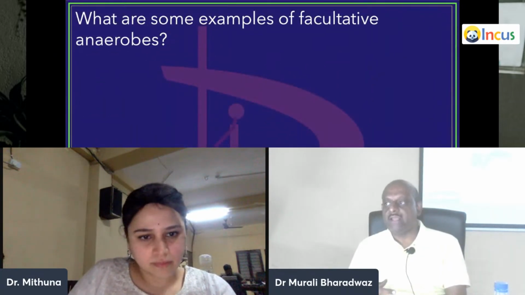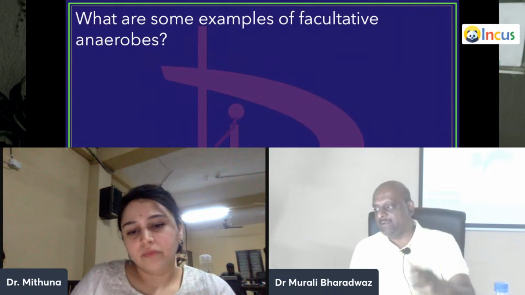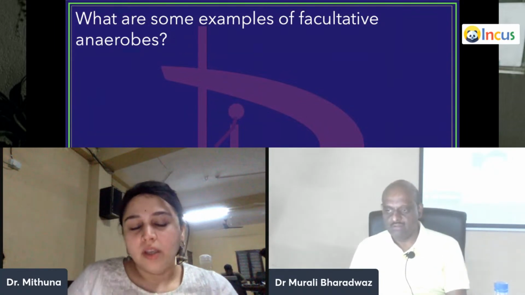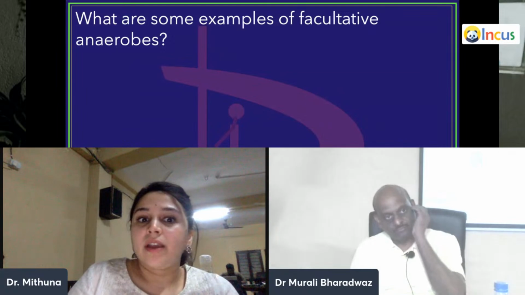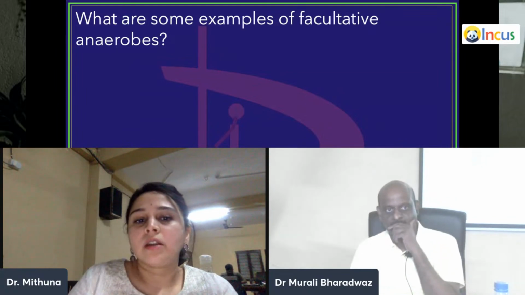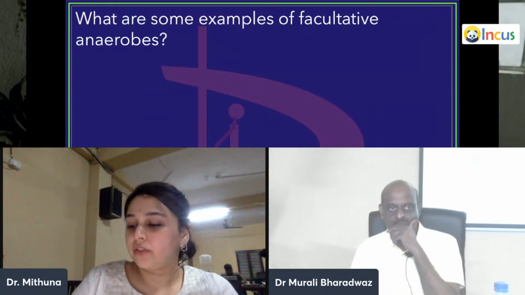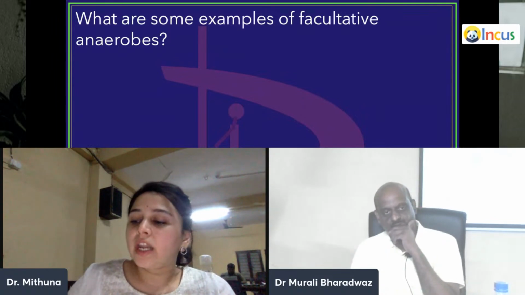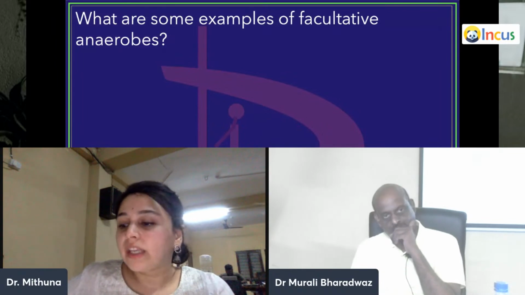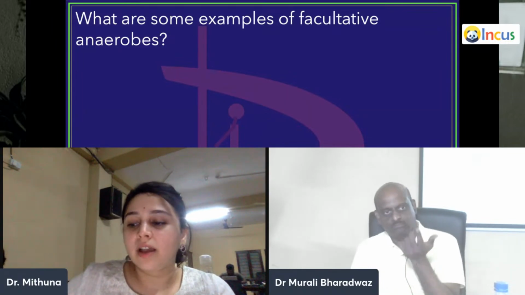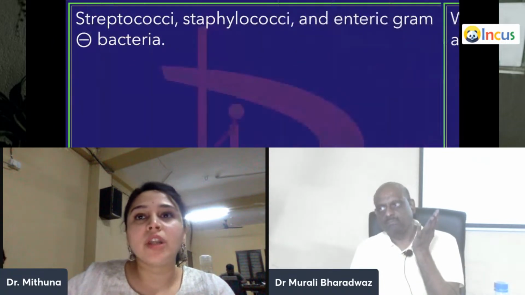So, doctor, what are the examples of the facultative anaerobes? Firstly, it is streptococci and staphylococcus, and all other enteric gram-negative bacteria are also facultative anaerobes. If you take enteric bacteria which are gram-negative, examples are Proteus, Serratia, E. coli, Klebsiella, Enterobacter, Citrobacter, Salmonella, and Shigella.